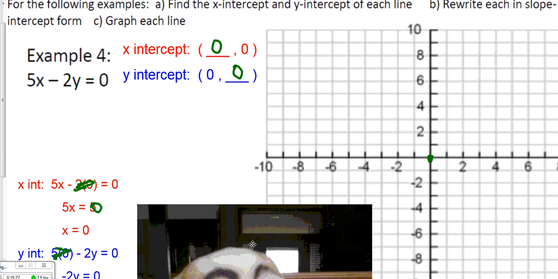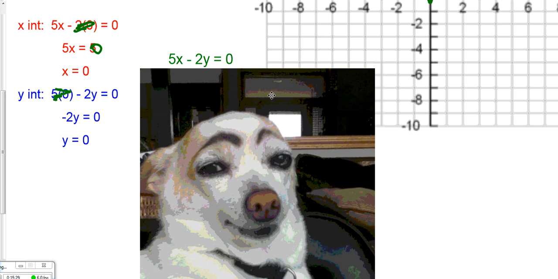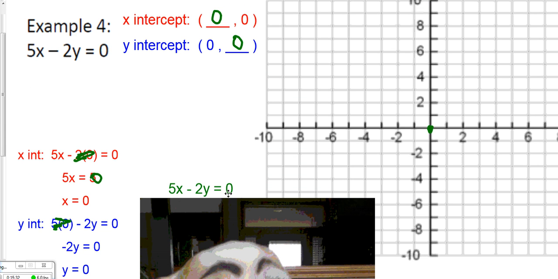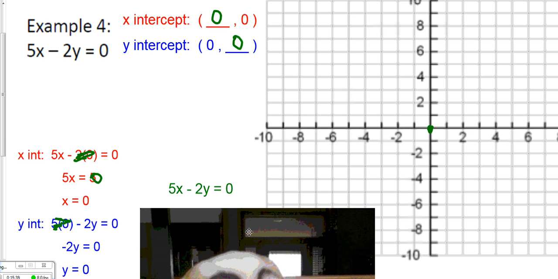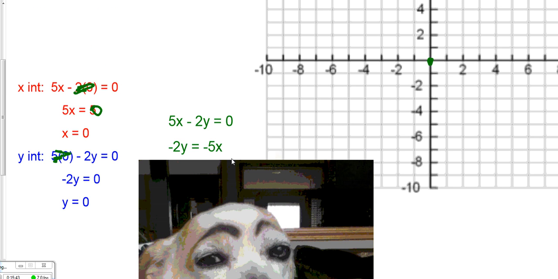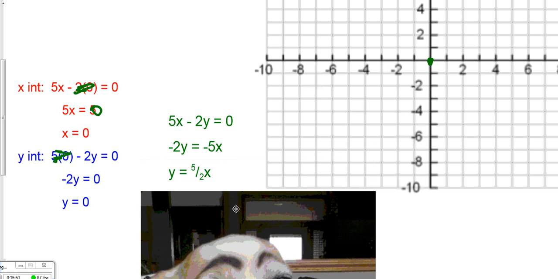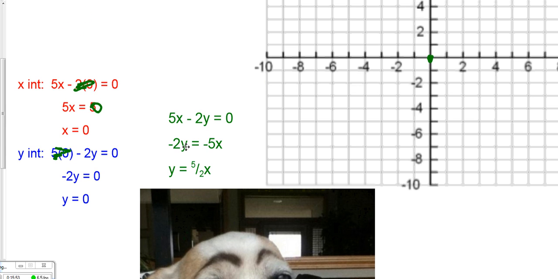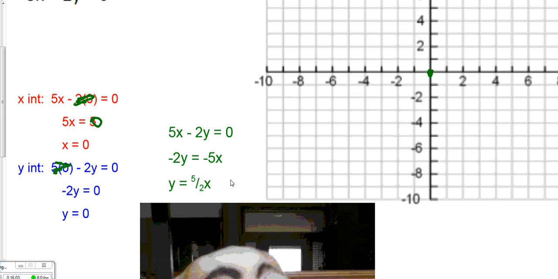Now we work on changing it to a slope-intercept form. Start with the equation. Think about what's happening to y. It's being multiplied by negative 2, then adding positive 5x. So we subtract that 5x from both sides. 0 minus 5x is a negative 5x then. Now we have negative 2y equals negative 5x. Divide by the negative 2 on both sides. Negative divided by negative cancels out. 5 divided by 2 becomes a 5 halves. So y equals 5 halves x.